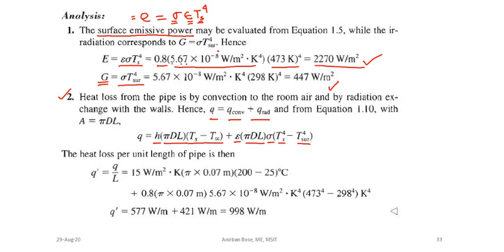So after getting the value of Q, simply divide by L, that L will cancel, and ultimately you will get the answer. So the net rate of heat loss from the pipe, you can see, is 998 watt per meter.